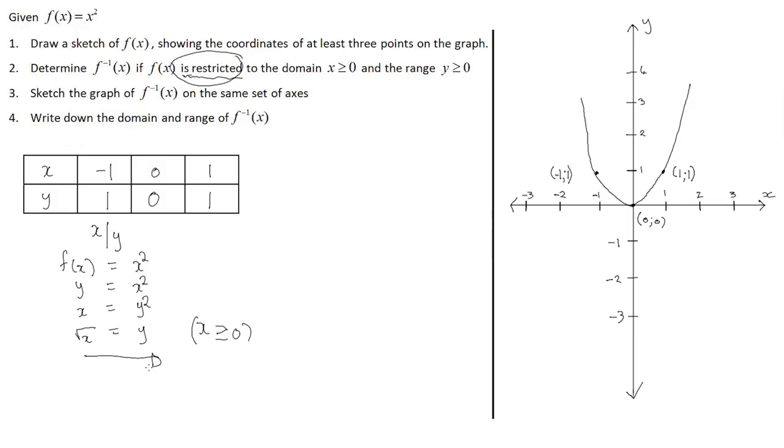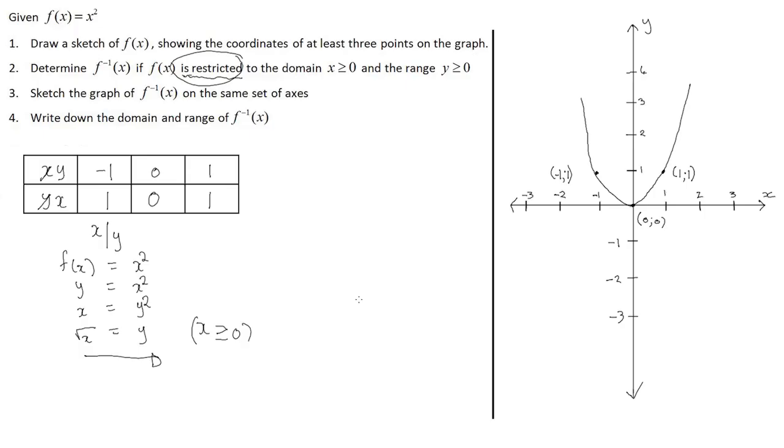So we have determined the inverse. Now they want us to do number 3. They want us to sketch the graph of the inverse on the same set of axes. What I normally tell the students is to just change your x value. Remember, to find the inverse, we have to change the x and the y value. So instead of having x here, this becomes my y value, and the y value becomes my x value. So now I'm going to plot it.